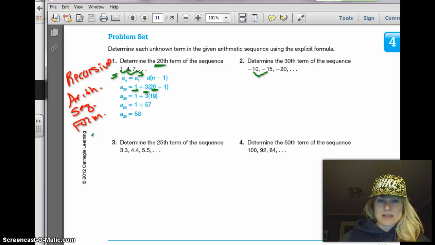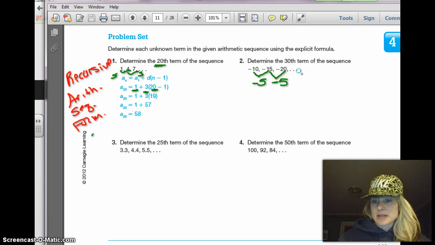This one we can see, let's see, this is decreasing. Negative 10 and negative 5 would give me negative 15. Negative 15 and negative 5 would give me negative 20. So automatically that tells me it's arithmetic because it's going down by the same amount. So it asks me to find the 20th term. So I'm trying to find a sub 20.